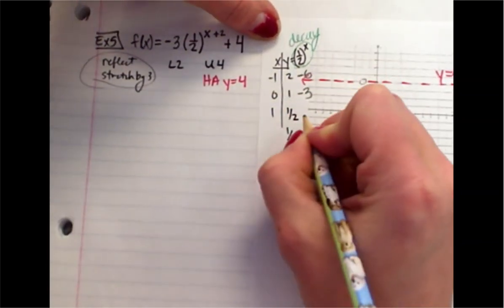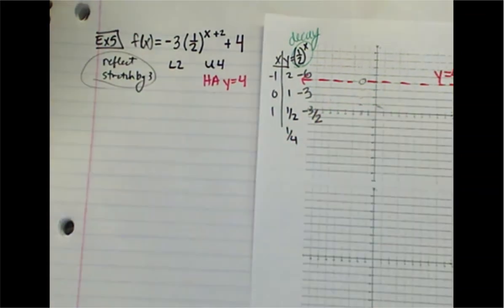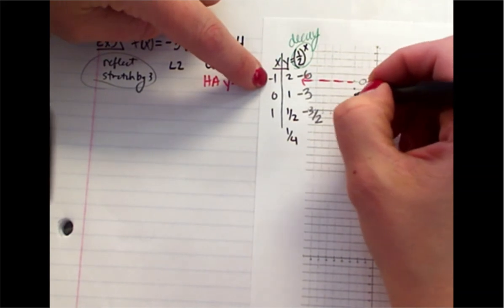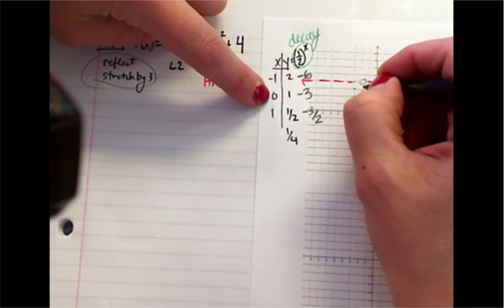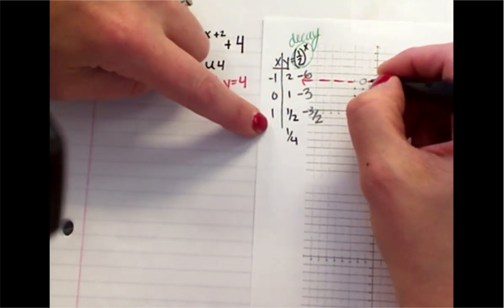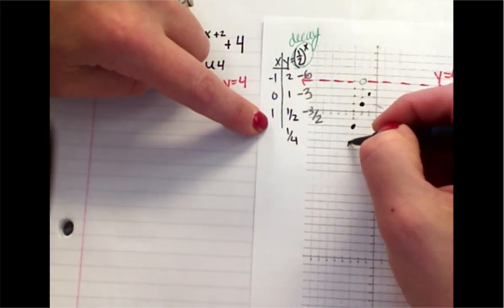-6, -3, -3/2. Right? We've got a negative. We got the reflect in there. Okay, now I'm ready to count. Left 1, down 6. 1, 2, 3, 4, 5, 6. 0, 1, 2, 3. 1.5.